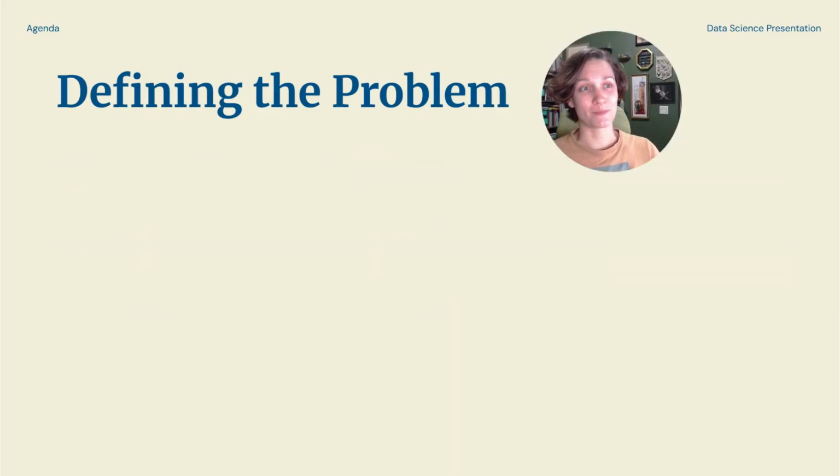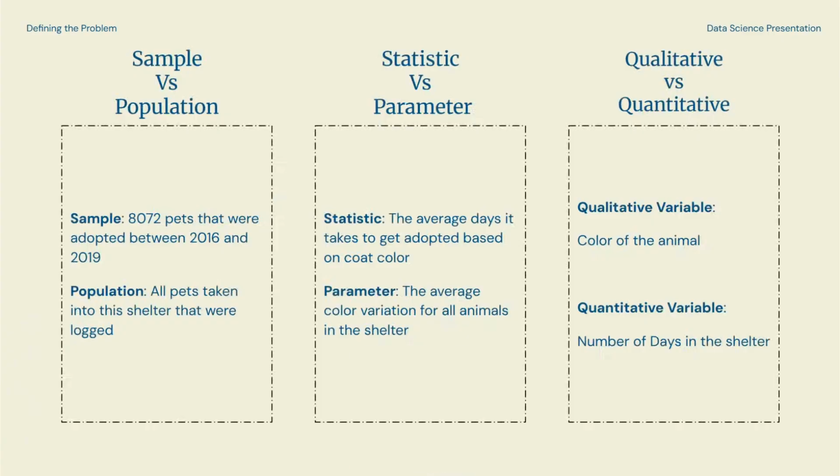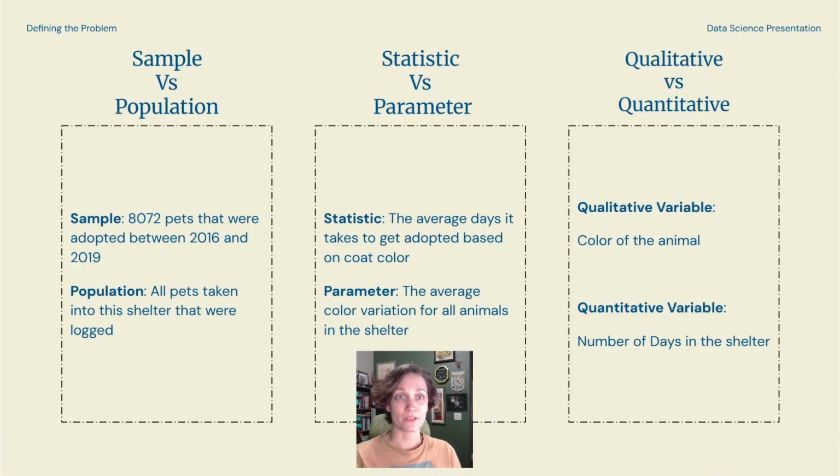Let's start with defining the problem. So does coloration affect adoption in animals, and do pets with black fur take longer to adopt? The purpose of this is to understand the aesthetics and bias of pet adoption and how rescues can help less likely pets to be adopted. Let's define a couple things first.